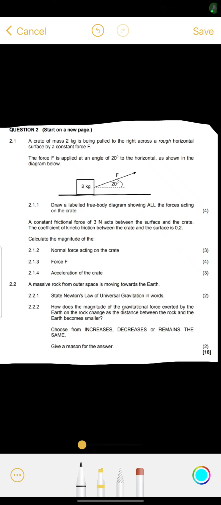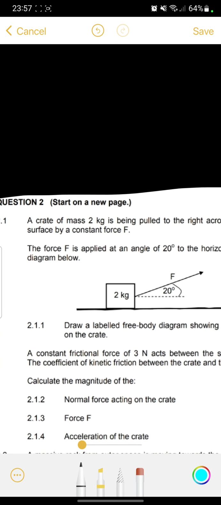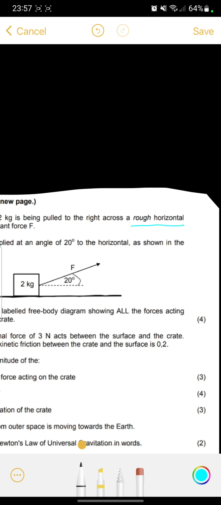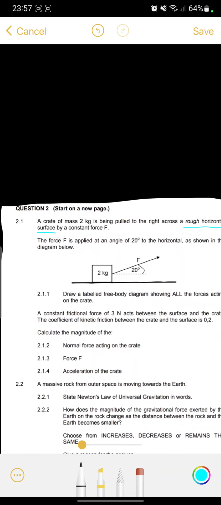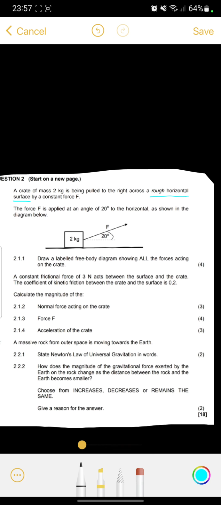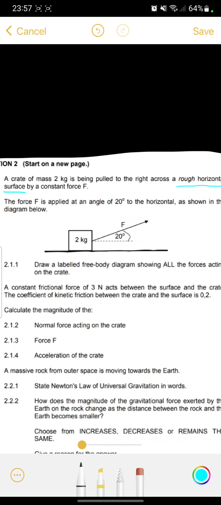Question 2 reads: a crate of mass 2 kg is pulled to the right across a rough horizontal surface by a constant force F. A rough horizontal surface tells us there's some friction involved. It's not just a smooth surface. The force F is applied at an angle of 20 degrees to the horizontal, as shown in the diagram below. We can see force F there.